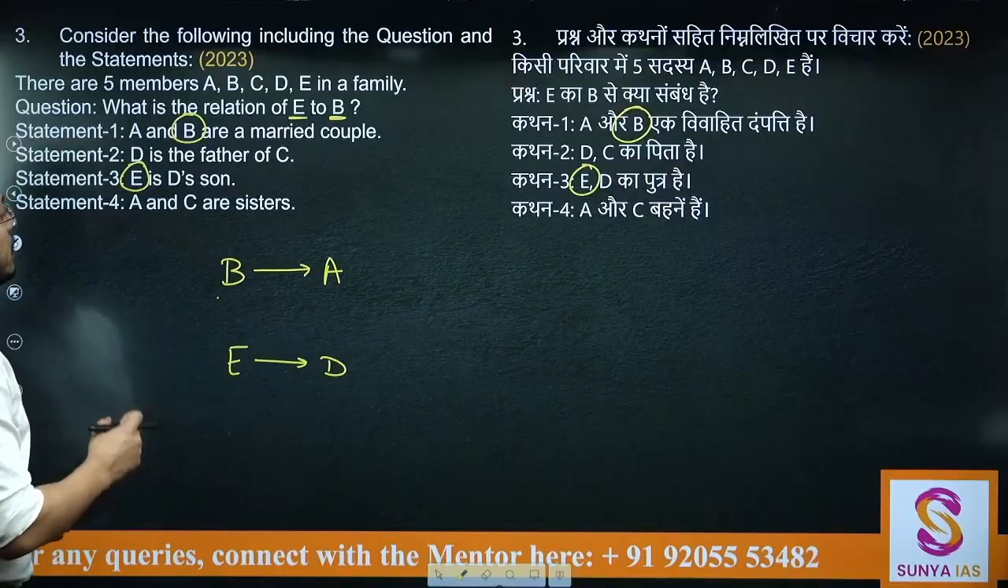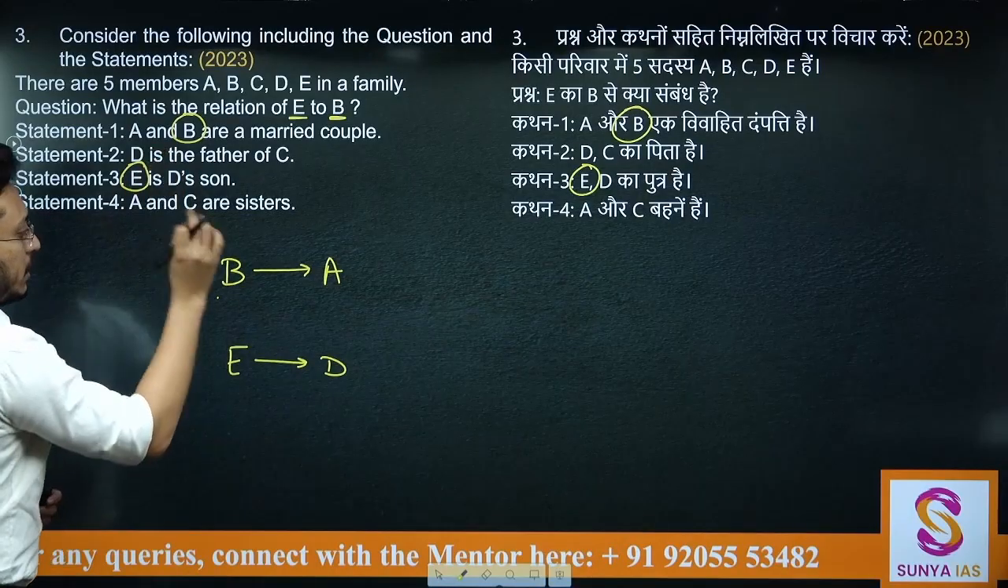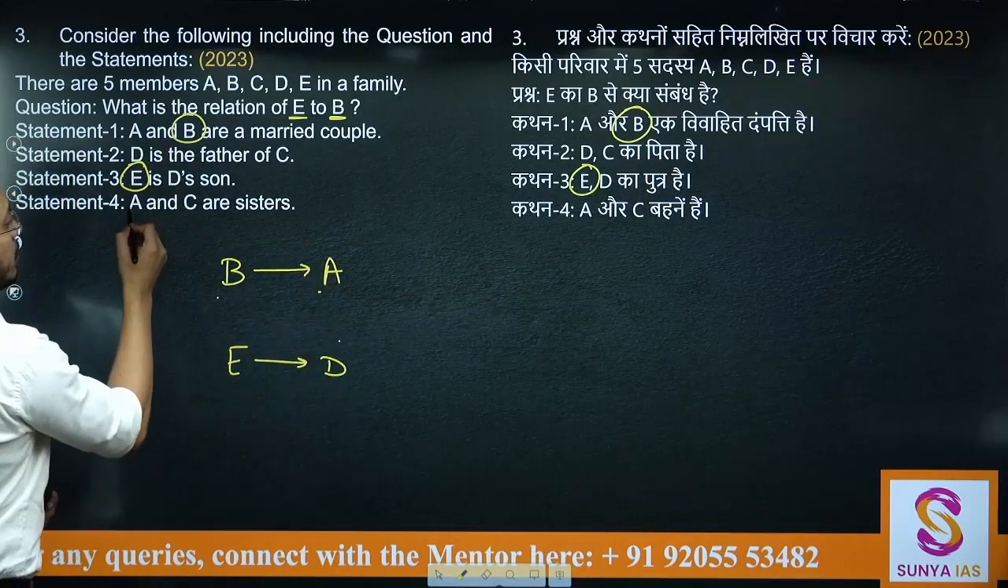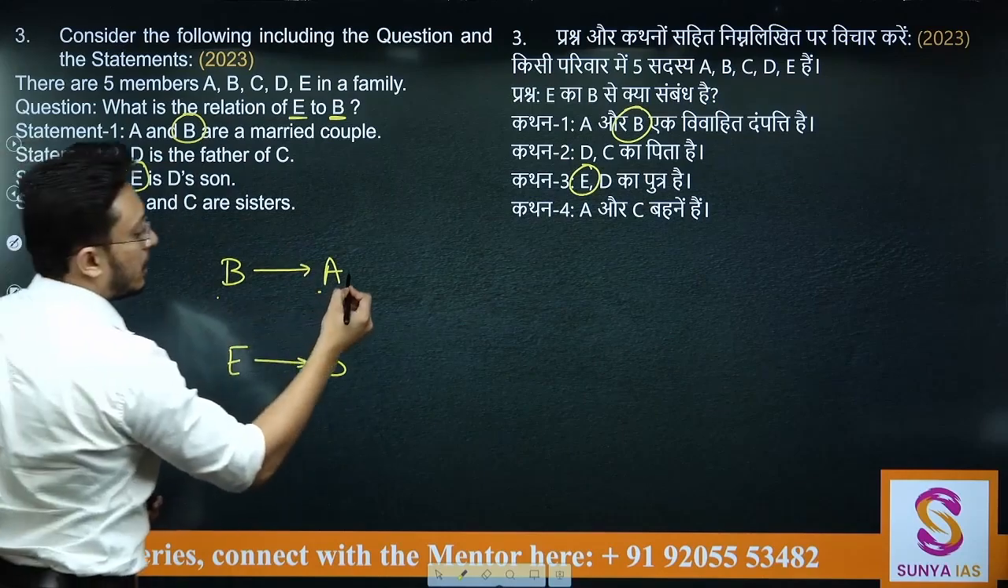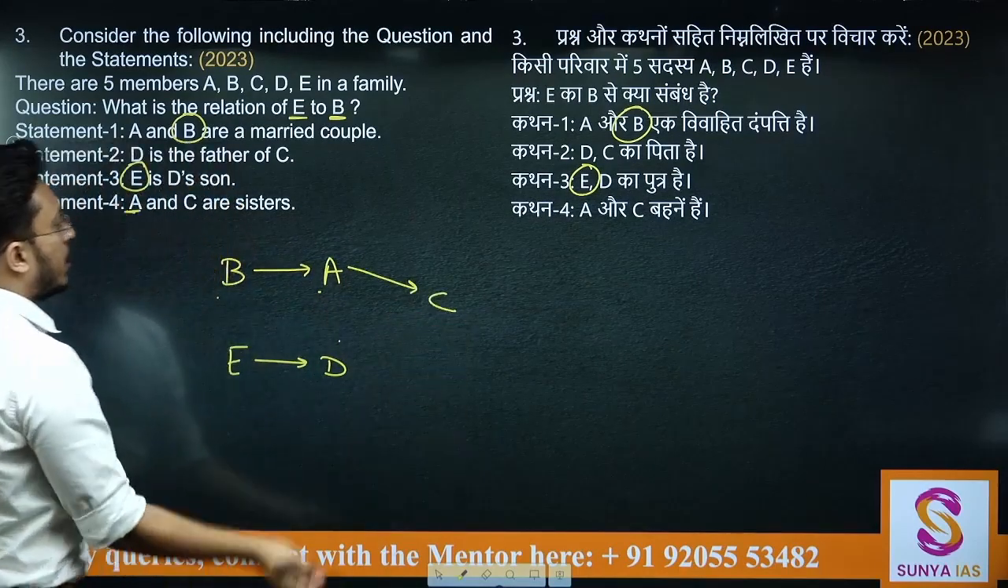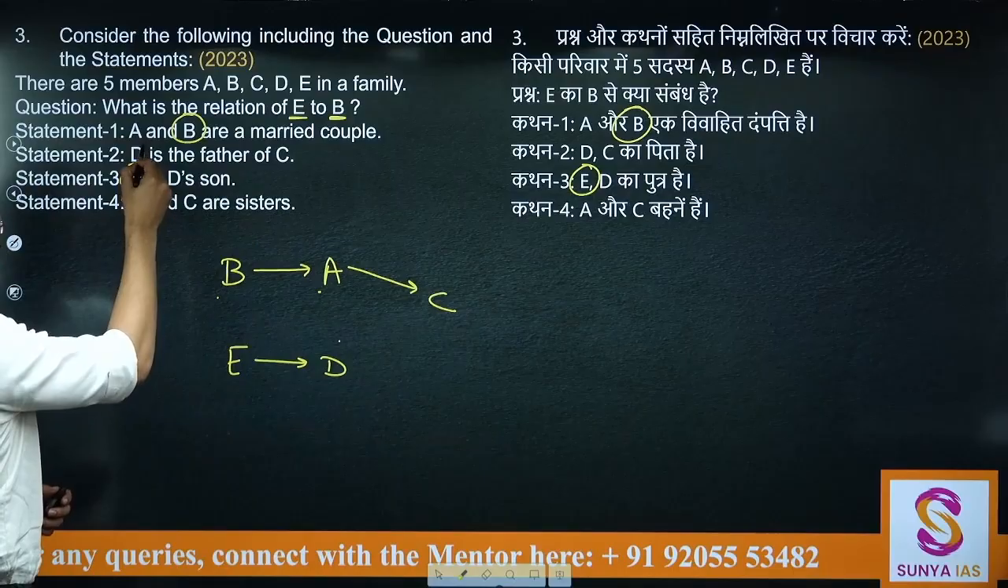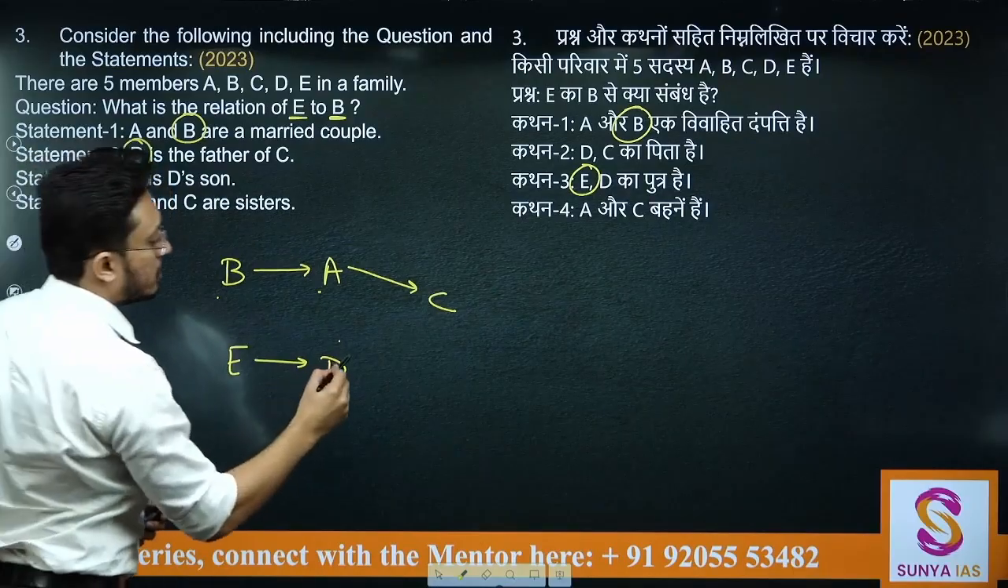Now I'll use some other statement here. Statement with A and D: information about A is given here, and A is related with C here. In the same way, the second statement is relating D with C.